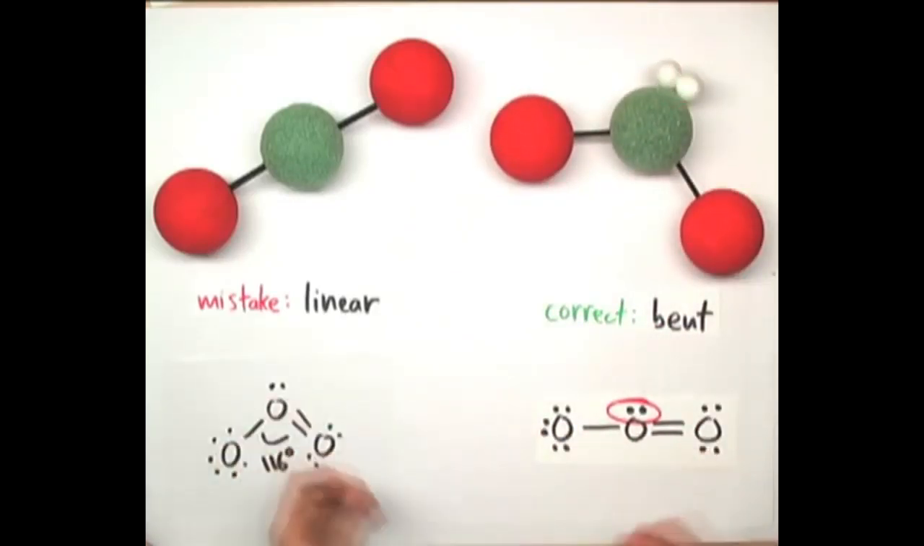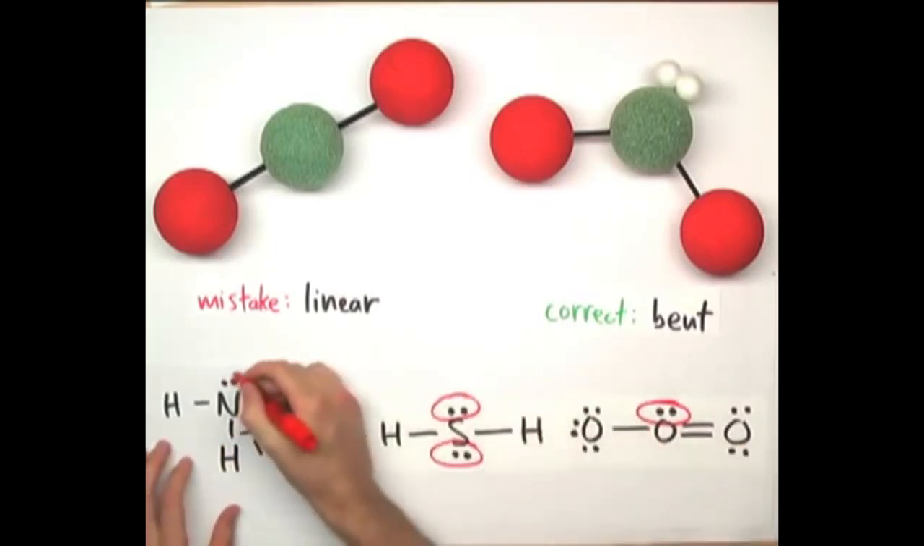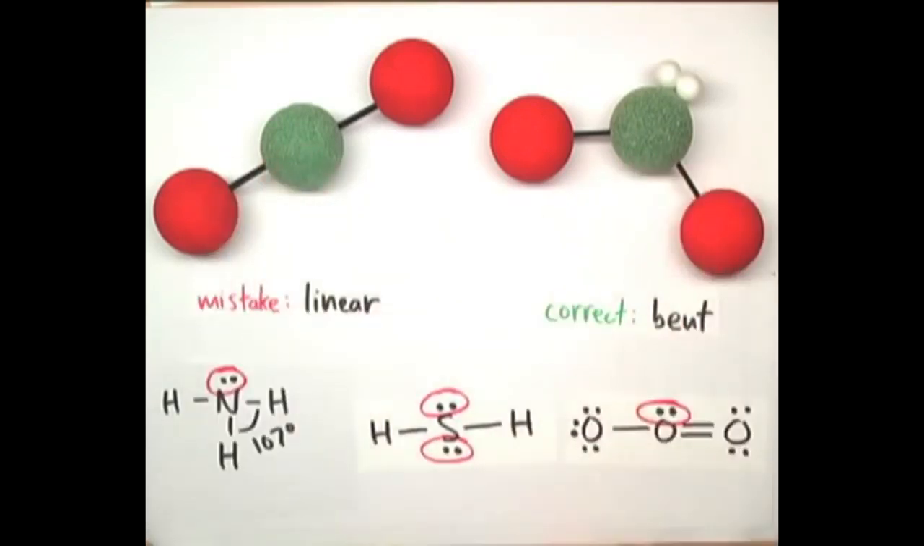So the big common theme here is that it's all about unshared electron pairs. Don't just look at the atoms surrounding the central atom. Also have a good look at the unshared electron pairs that are on the central atom, and then figure out how they're going to be pushing the other atoms in this molecule.